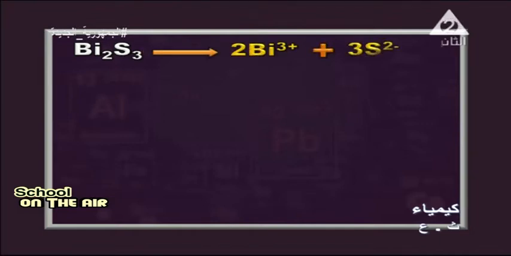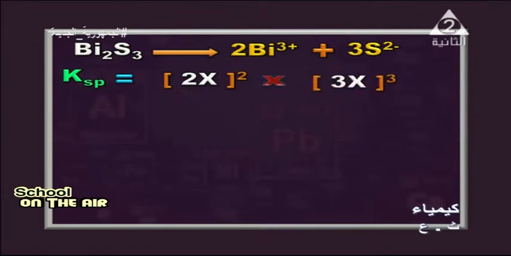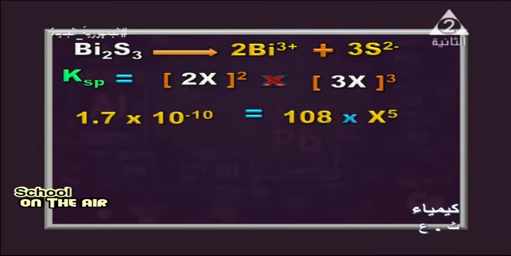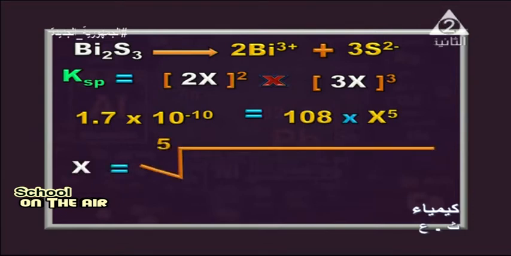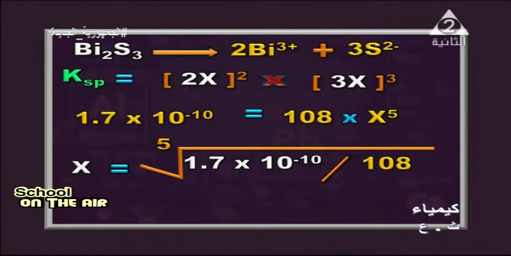The solution. Here we know that bismuth sulfide gives 2 bismuth ions and 3 sulfide ions. So Ksp equals (2x) power 2 times (3x) power 3, where x is the degree of solubility. So 1.7 times 10 to power negative 10 equals 108 times x power 5. So x is the fifth root of the Ksp over 108. So it will be 4.35 times 10 to power negative 3 molar.